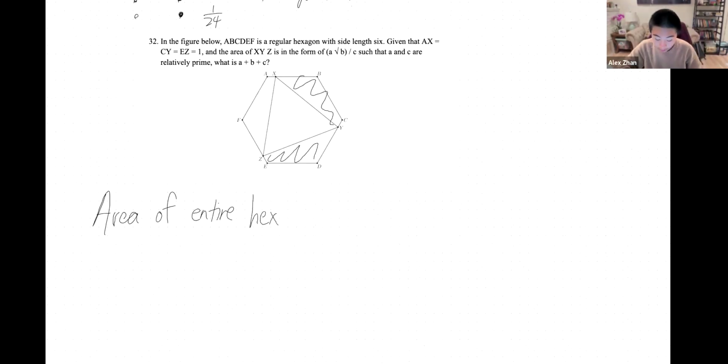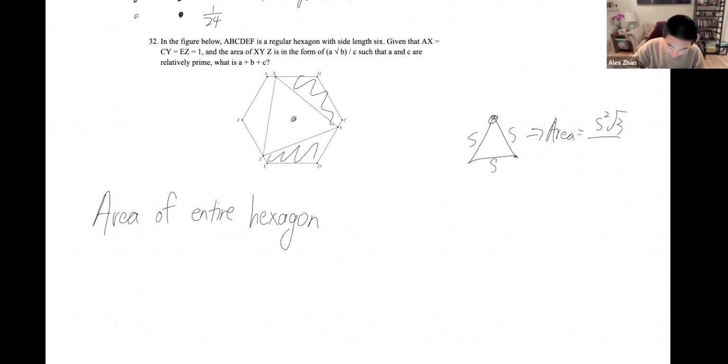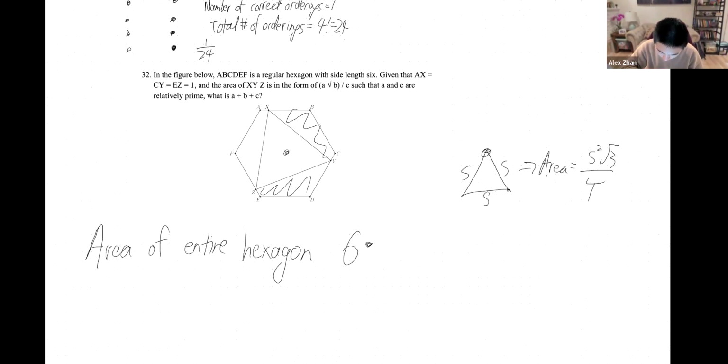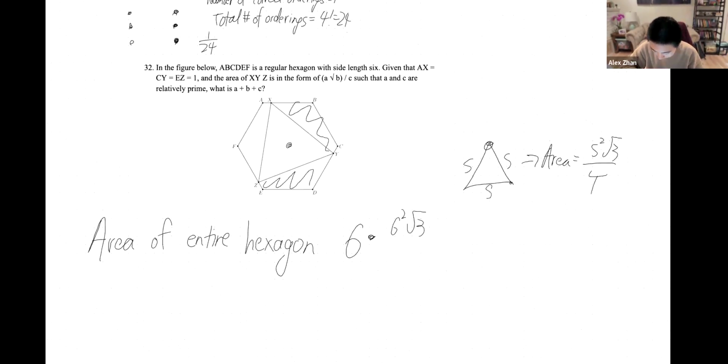Everyone knows the formula for the area of a single equilateral triangle, right? For an equilateral triangle of side length s, the area is equal to s squared root 3 over 4. So the area of the entire hexagon is simply 6 times this, and the side length given in the problem was 6. So 6 times 6 squared root 3 over 4, that is 54 root 3.